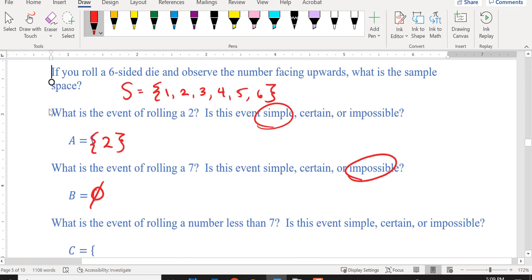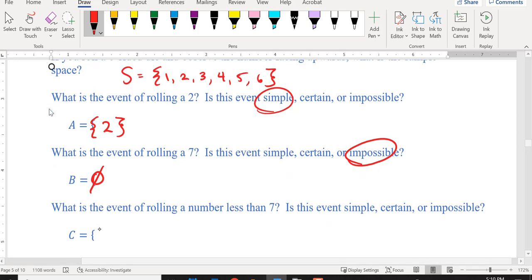Okay, what's the event of rolling a number less than 7? Well, what ones are less than 7? 1, 2, 3, 4, 5, and 6. That event has the same elements in it as the sample space. So this is a certain event.